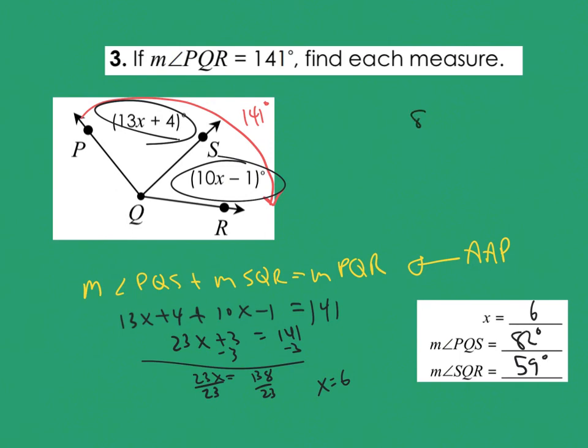Now, just for the record, if you take 82 and 59, you get 11. 9 plus 2 is 11. Carry the 1. 8 plus 6 is 14. That's 141. And that's what we said. The big angle was 141. So this is good to go.